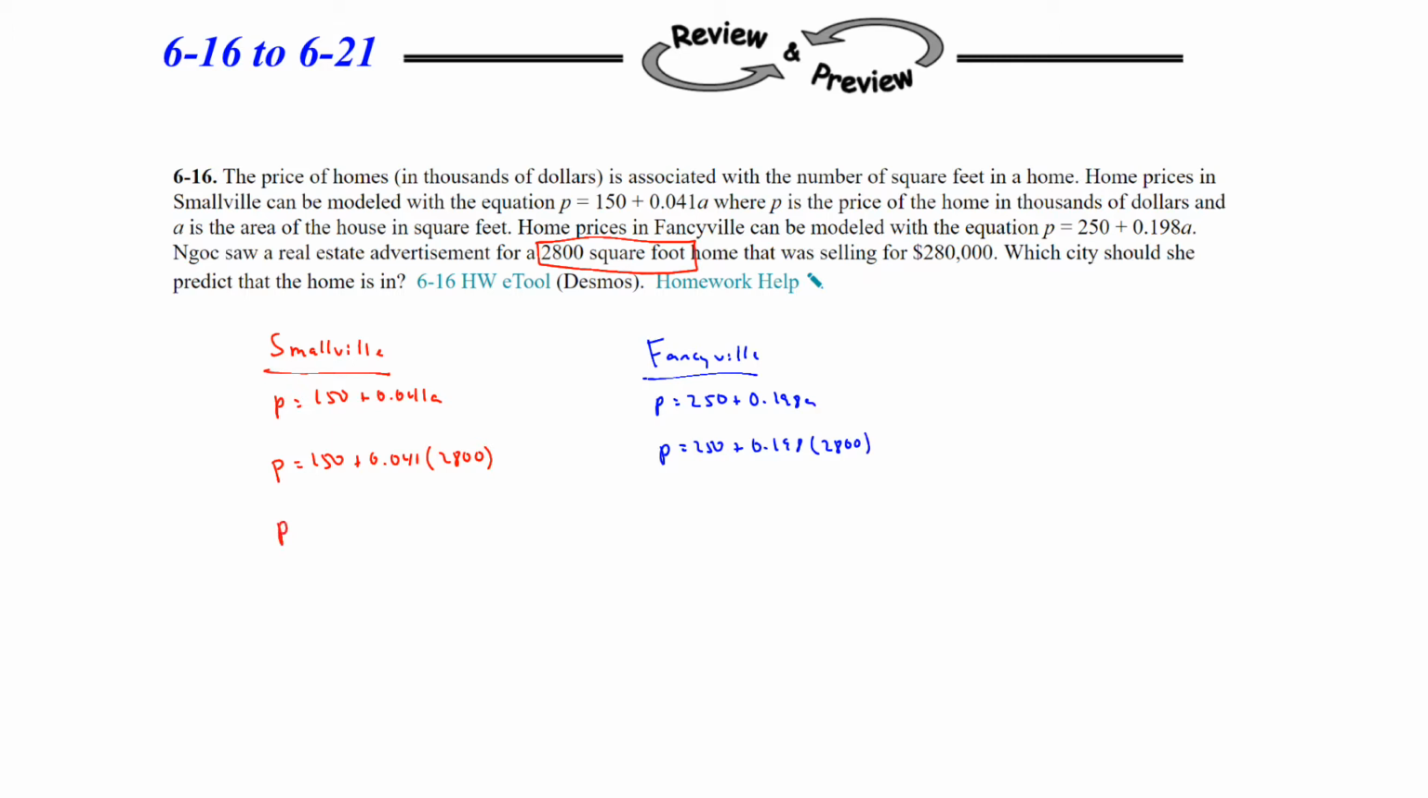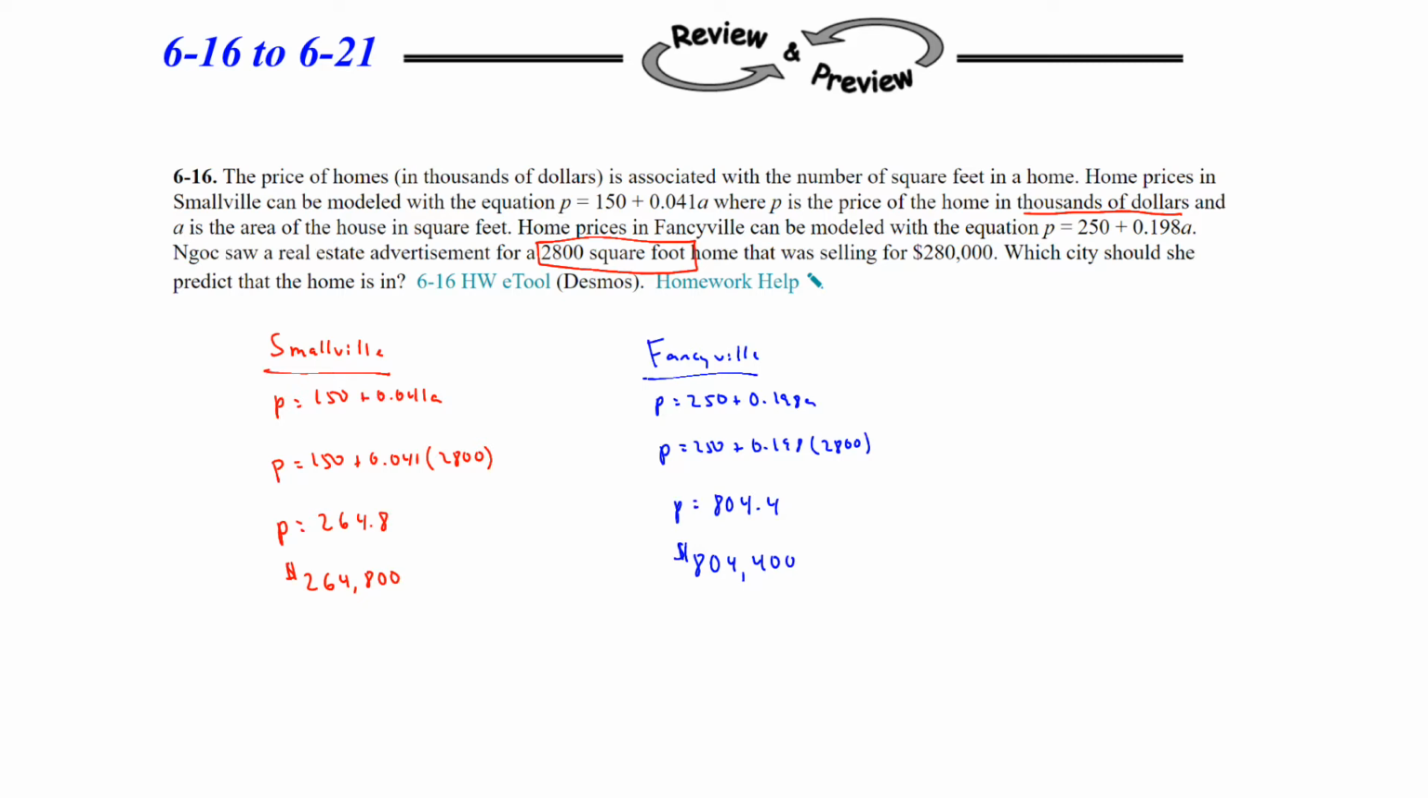So for Smallville, I got a value of 264.8. Now remember, that is in thousands of dollars. So the actual prediction or price we would have would be $264,800 for the 2,800 square foot house. And then on this one, when we plug it in, we get 804.4, and once again in thousands of dollars, that's $804,400 for a 2,800 square foot house.